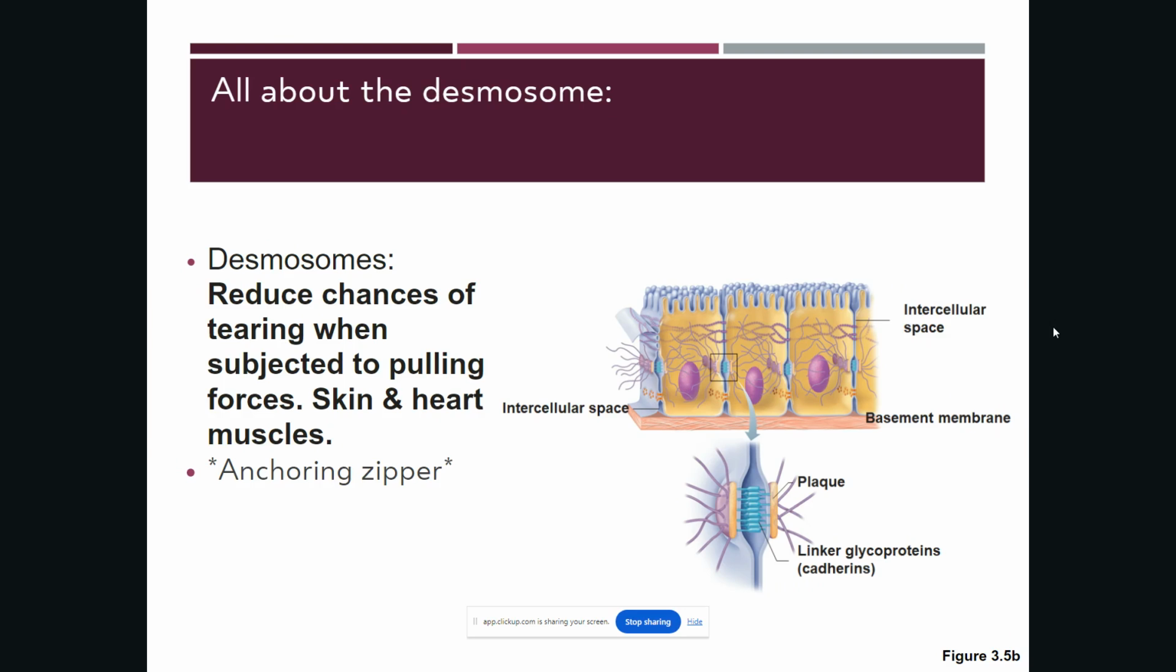So they're really a molecular zipper that provides structure and support to two cells near each other and allows some stretch and give. That stretch and give is really important when it comes to the function of desmosomes, because desmosomes reduce the chances of tearing when subjected to pulling forces, and that's important in the skin and heart muscle. Without desmosomes, on top of having tight junctions in your skin, whenever you accidentally kind of trip and bump into something, your skin would shear off because no stretch would be possible without desmosomes.